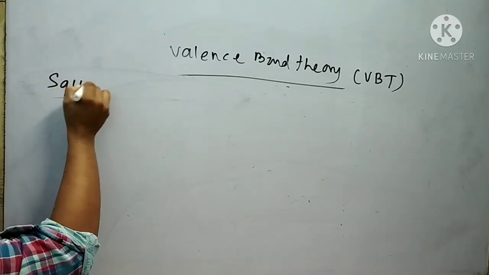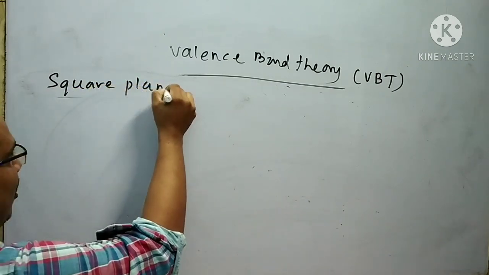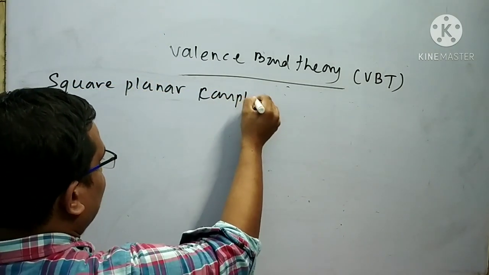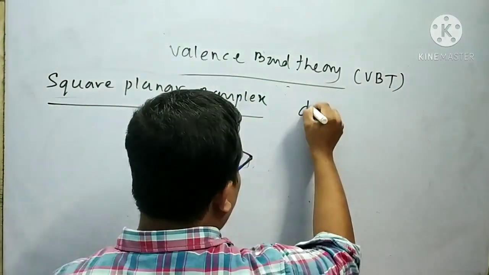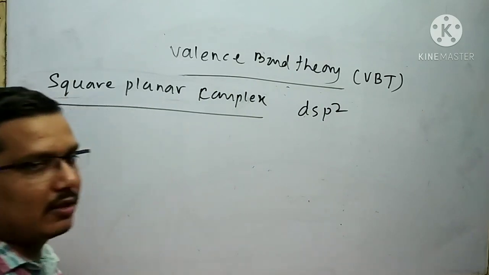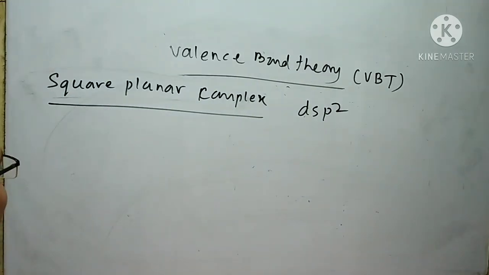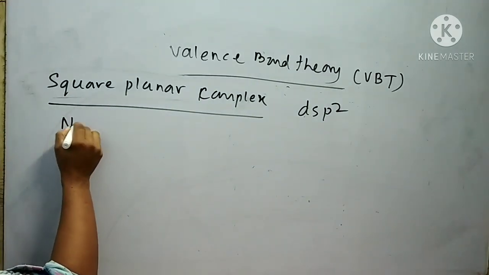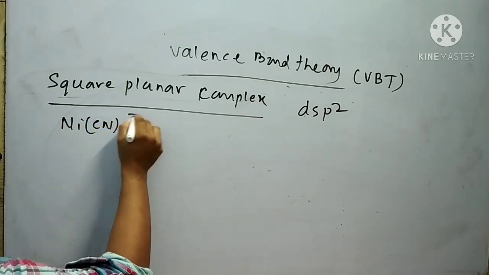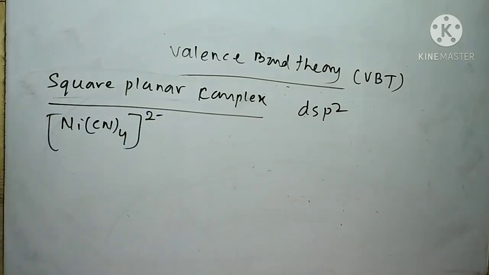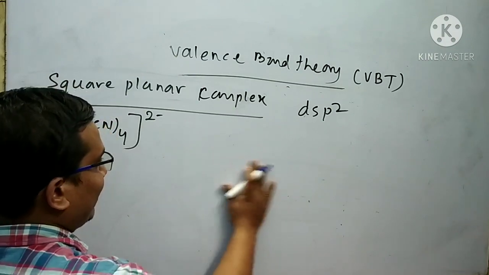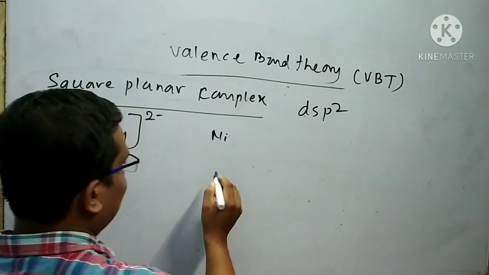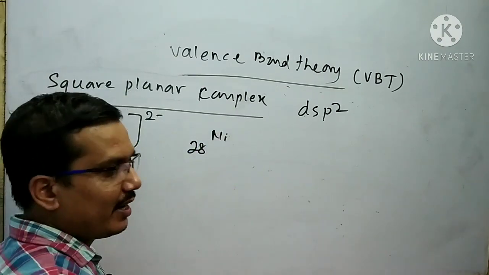Next I will explain the square planar complex. For square planar complexes, we generally need dsp2 hybridization. Let me explain the square planar complex with an example. [Ni(CN)4]2-. In this complex, nickel exhibits a +2 oxidation state. So I can write the first step like this. Nickel has atomic number 28.